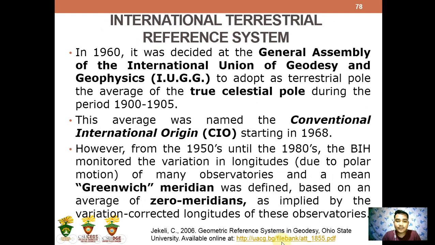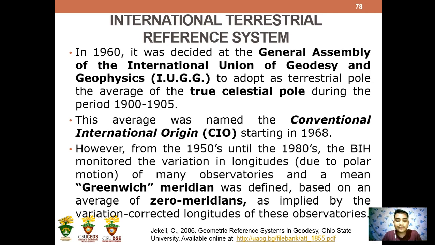In 1960, it was decided at the General Assembly of the International Union of Geodesy and Geophysics, so the name was changed, and they decided to adopt as the terrestrial pole the average of the true celestial pole during the period of 1900 to 1905. This average was named the Conventional International Origin, or CIO, starting in 1968.